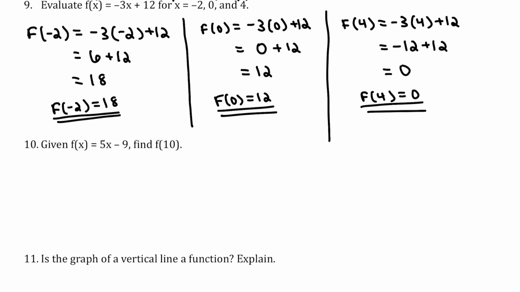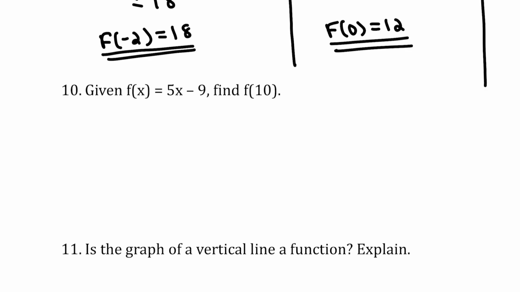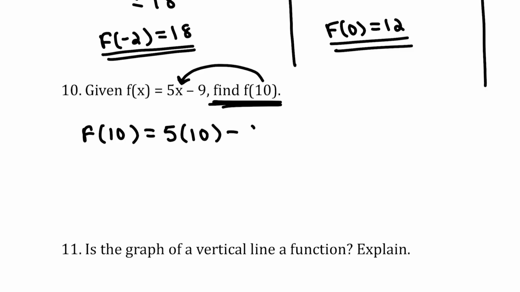All right. 10 is really similar. This time it's only asking us to find one value, and it's asking it in a slightly different way. Instead of saying x equals 10, it's saying find f of 10. So what this means is that we are going to replace every value of x for 10. So I'm going to draw a little arrow. So we're going to do f of 10 is equal to 5 times 10 minus 9. So 5 times 10 is 50 minus 9. That is equal to 41. So f of 10 is equal to 41.